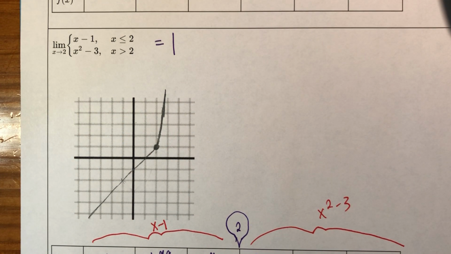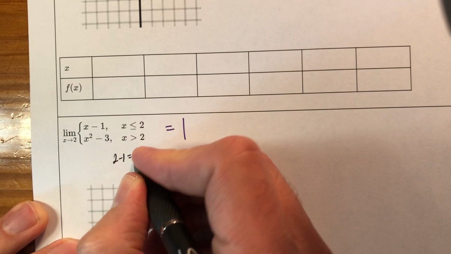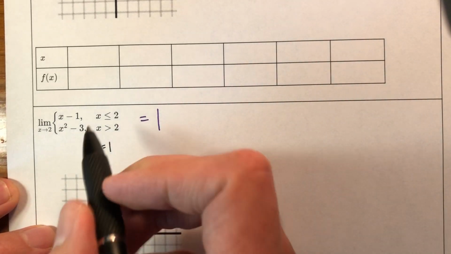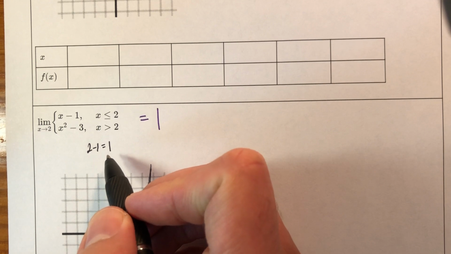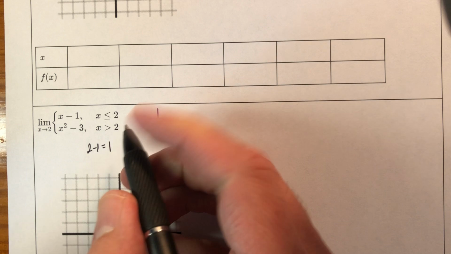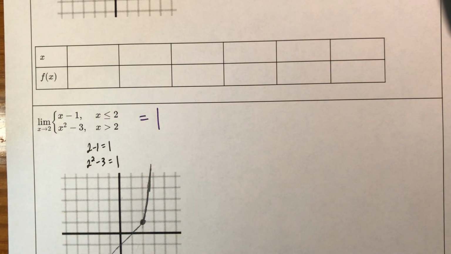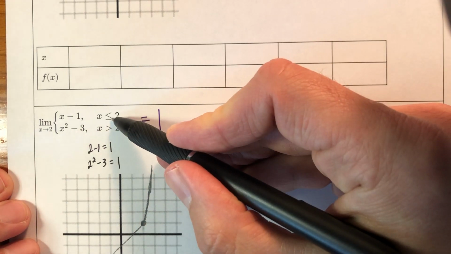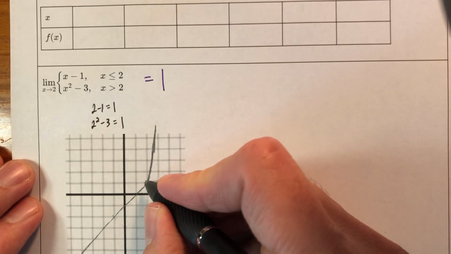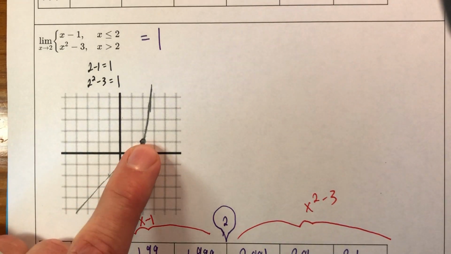Here's the shortcut. Plug a 2 in right here. 2 minus 1 is 1. You got to get your math right if you're going to do a shortcut. And then plug a 2 in here. But it's not equal to 2. No, I don't care. Trust me on this. 2 squared minus 3 is equal to 1. They work. And here's the deal. The closed circle from this function matches the open circle from this function, so they meet up. And therefore, your limit does exist, and that is the y value.